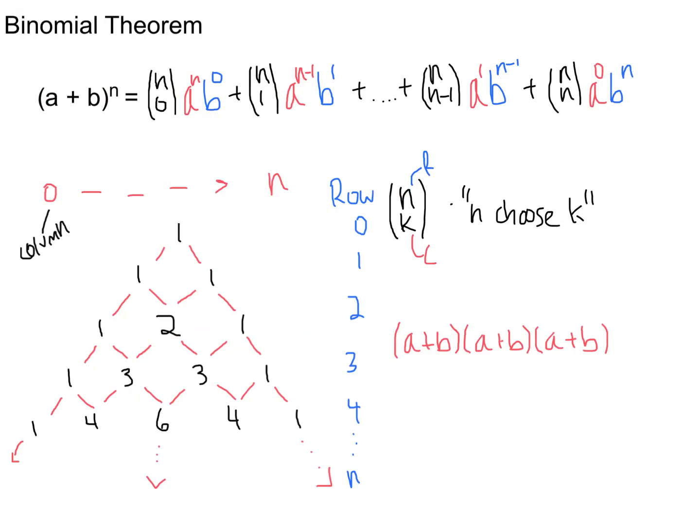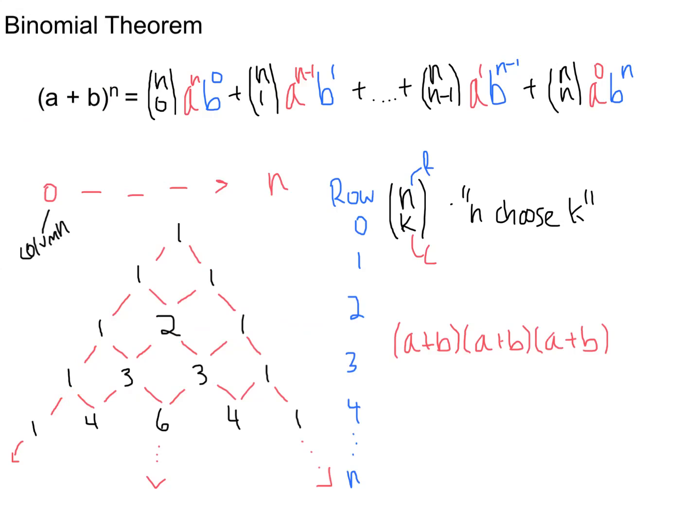If I were looking at 3 choose 0, for example, right here, how many ways can I choose nothing from a group of 3? Well, there's only one way. I just take nothing out. And so all I'll be left with is just one way.